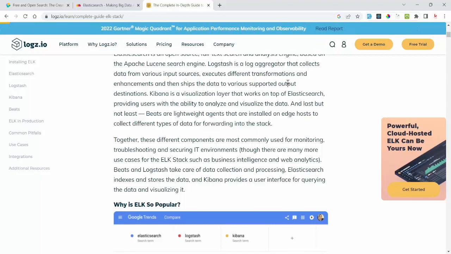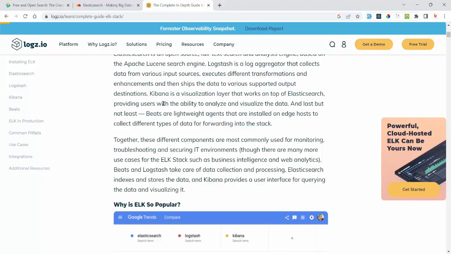It executes different transformations. That means it transforms the input data to the desired format, which we specify in what is called the logstash configuration file. We will discuss more about it in depth in our subsequent episodes. So it executes transformations and enhancements and then ships the data. That means after processing this transformation and enhancement, it pushes the data to various supported output destinations. Technically, this is called indexing.